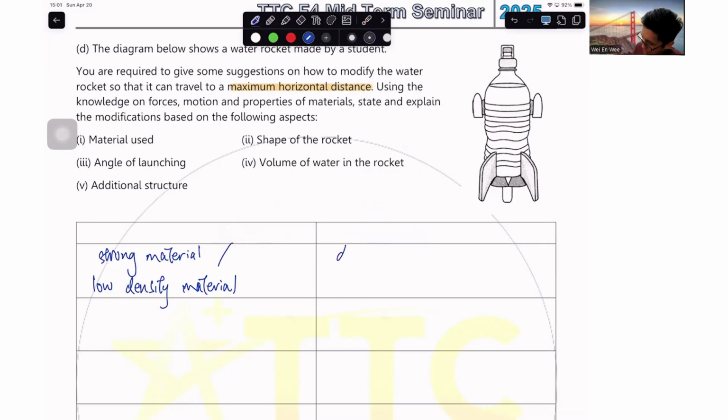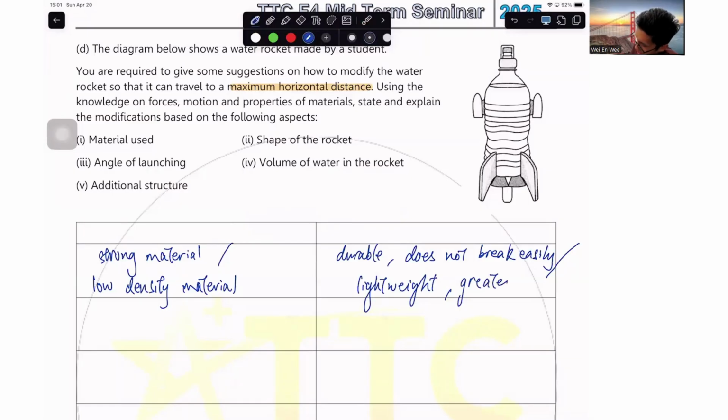So for strong material, you can say it's durable. You can say it does not break easily. As for low density material, you can say because it is lightweight, it can fly higher. You can say greater acceleration. Anything that's logical. If you're wondering, teacher, can I write like that or not? You can ask now, then I can let you know whether it's suitable or not.